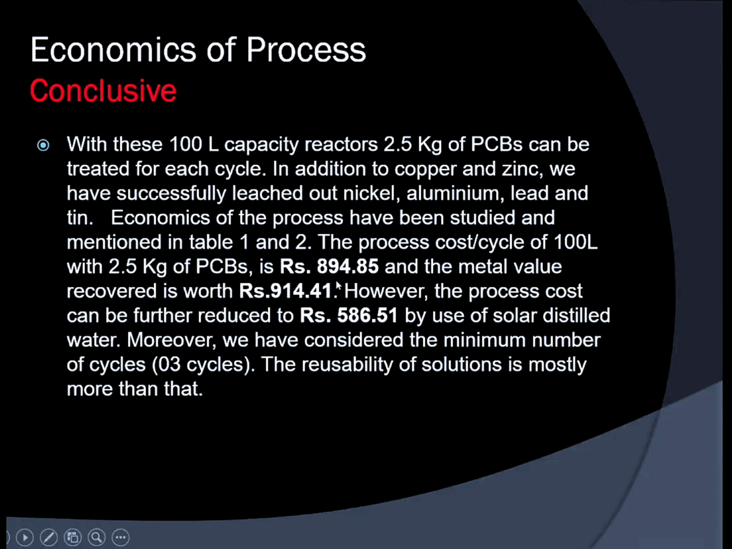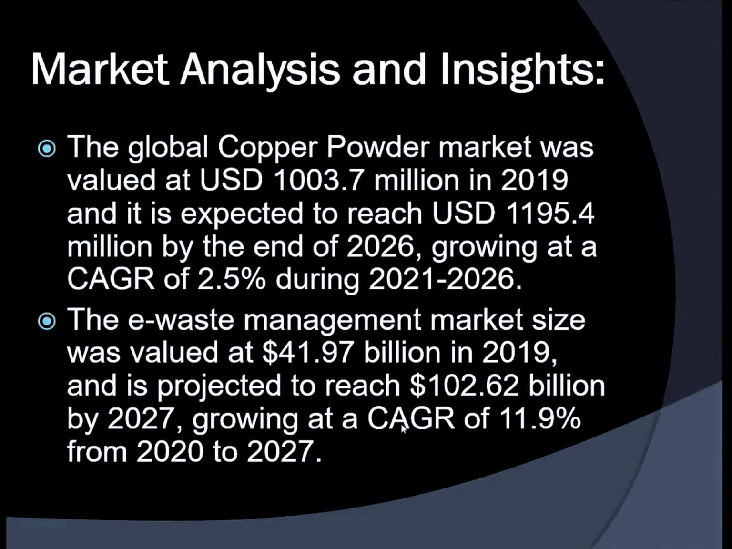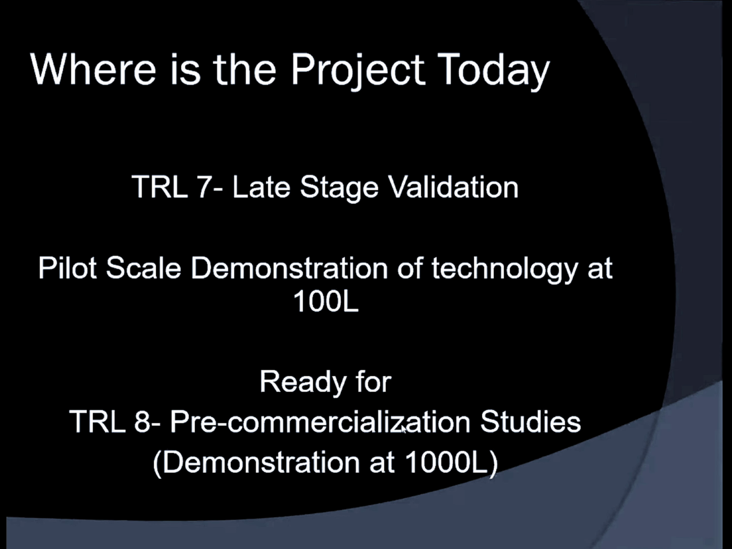So you can see these are the final, conclusive economics. For each cycle, around 2.5 kg of PCBs can be processed. As you know, there is a huge market. E-waste is continuously increasing day by day with the increase in technology development. So the market for e-waste management technology is huge. The TRL is right now at 7, late-stage validation and pilot-scale demonstration of the technology at 100-liter scale. So now this technology is ready for TRL 8.